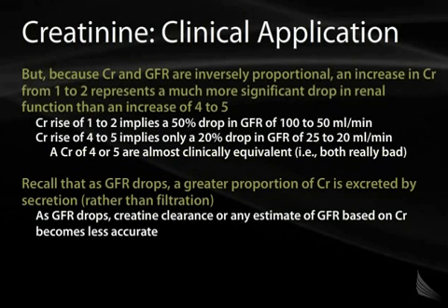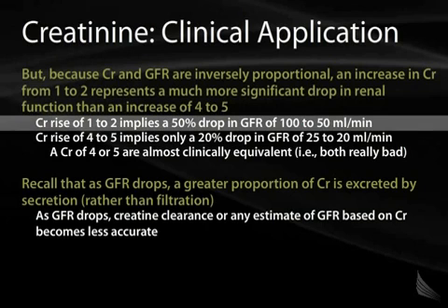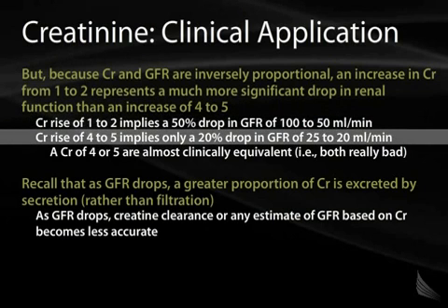To go through this again, because creatinine and GFR are inversely proportional, an increase in creatinine from 1 to 2 represents a much more significant drop in renal function than an increase of 4 to 5. A creatinine rise of 1 to 2 implies a 50% drop in GFR. A creatinine rise of 4 to 5 implies only a 20% drop in GFR.